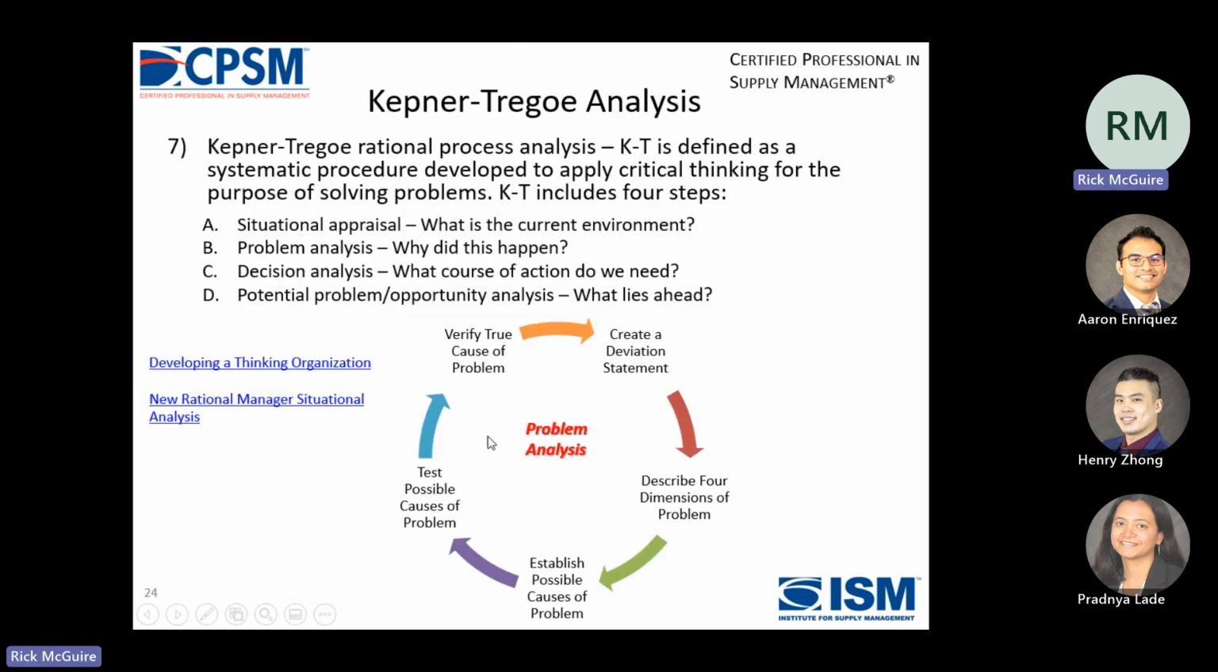All right, Kepner-Tregoe analysis. You'll see some questions on this. This is a rational process analysis. It's defined as a systematic procedure developed to apply critical thinking. It has 4 steps: situational appraisal, problem analysis, decision analysis, and potential problem opportunity analysis. So create a deviation statement, describe 4 dimensions of the problem, establish possible causes, test possible causes of the problem, and verify the true cause of the problem. So you understand what the problem is, and then you can come up with a solution. A couple of articles if you want to read more about this.